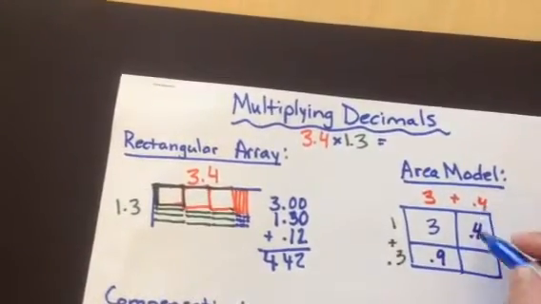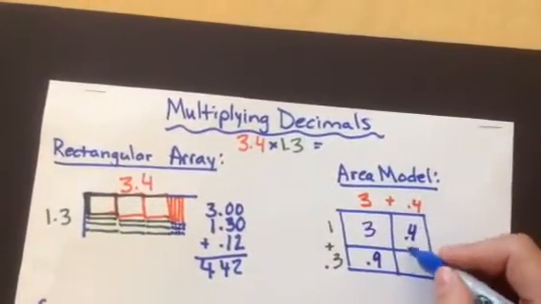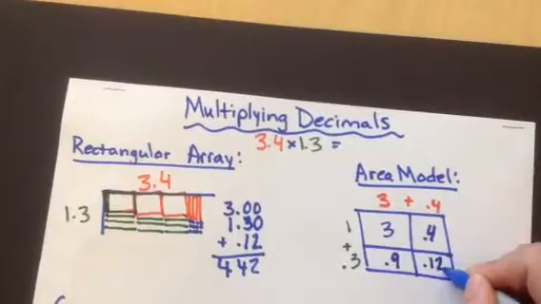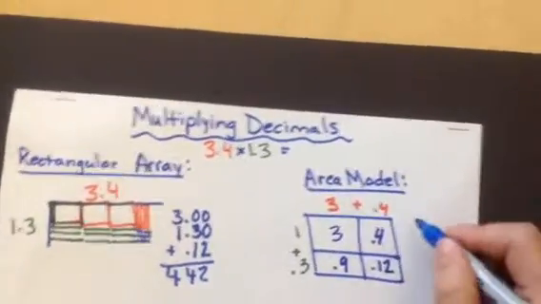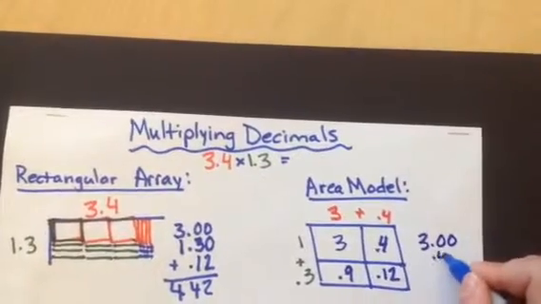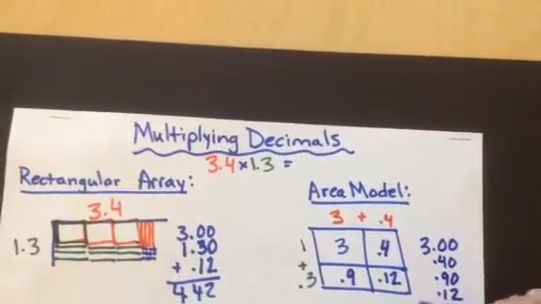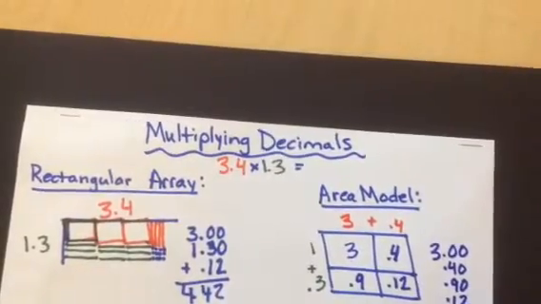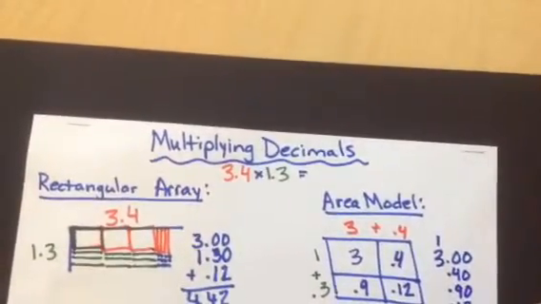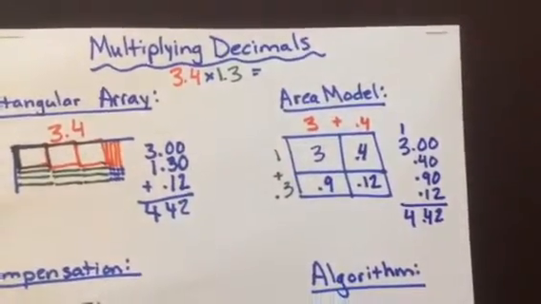3/10 of 4/10 is taking a portion of 4/10, so it's going to be even smaller. So it's going to be 12 hundredths. Let's add all of these together. I'm going to use zeros as my placeholders to make it easier to add. And I still get 4 and 42 hundredths as my answer.